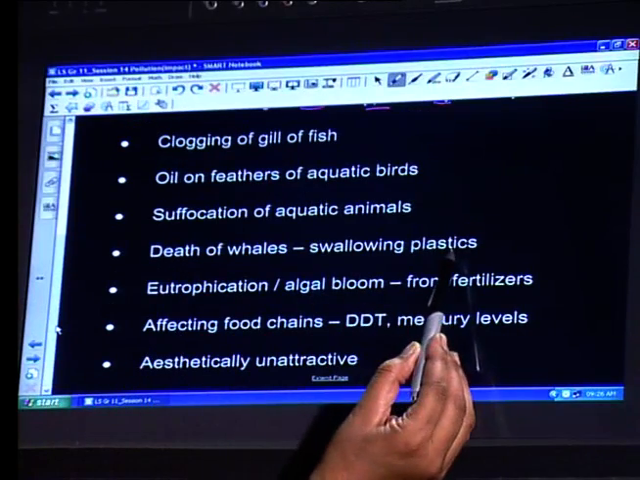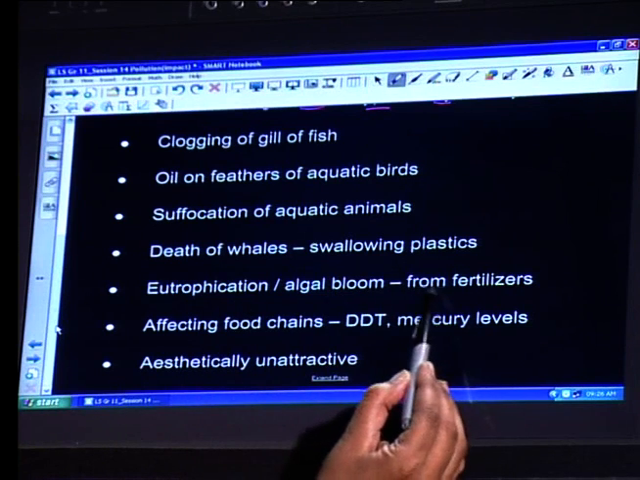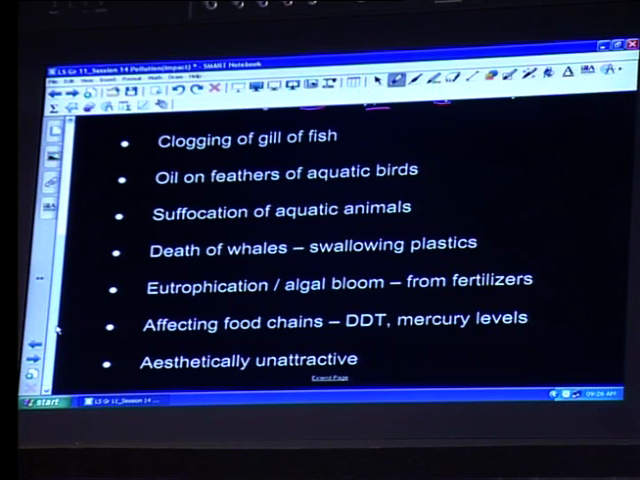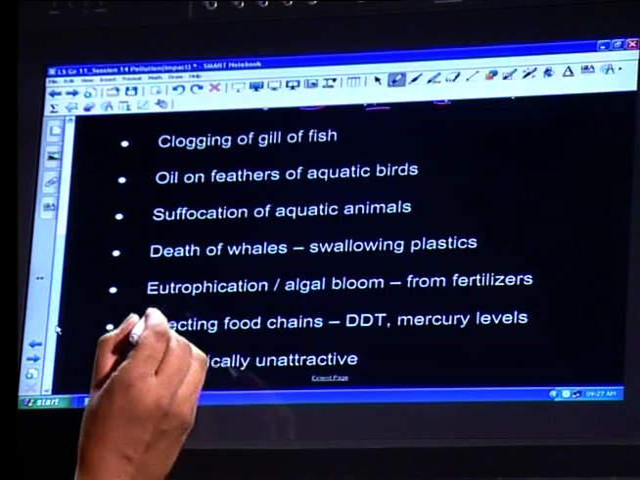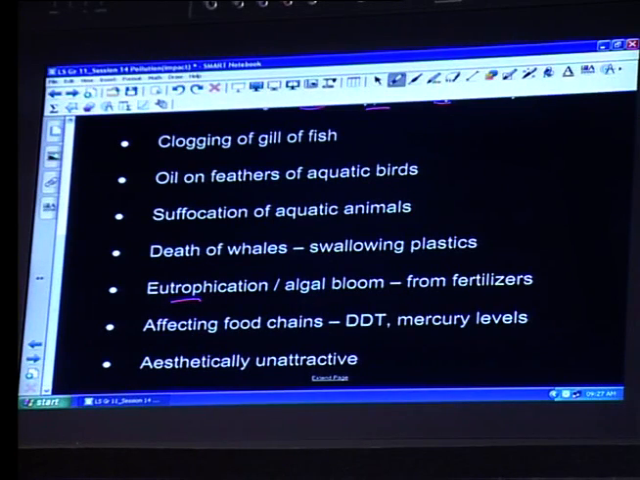The death of the whales, the swallowing of plastics, eutrophication, algal bloom from fertilizers. As we spoke about the algal bloom, that the more fertilizer the farmer uses, that is why they say it is a waste to use a lot of fertilizer, because it gets washed into the sea, and then we have algal bloom. Now this word, eutrophication, it comes out in the biological term whereby they say the deposition of excess fertilizer causing algal bloom. Now you've got to give one word for that, and that will be eutrophication. What does it mean? We will see. We will come to that question a little later in the session.